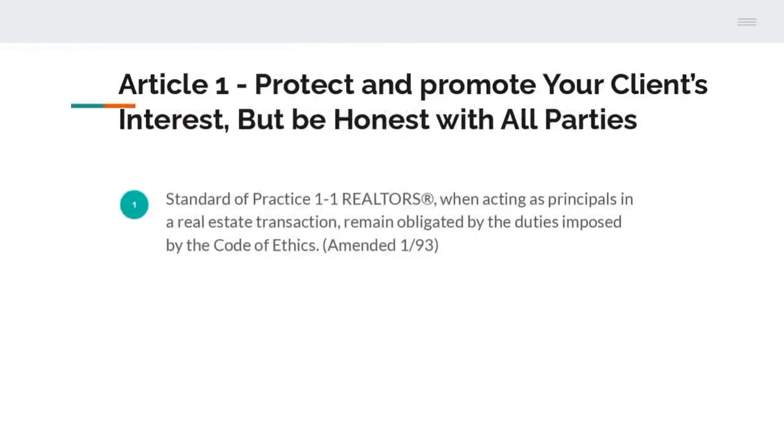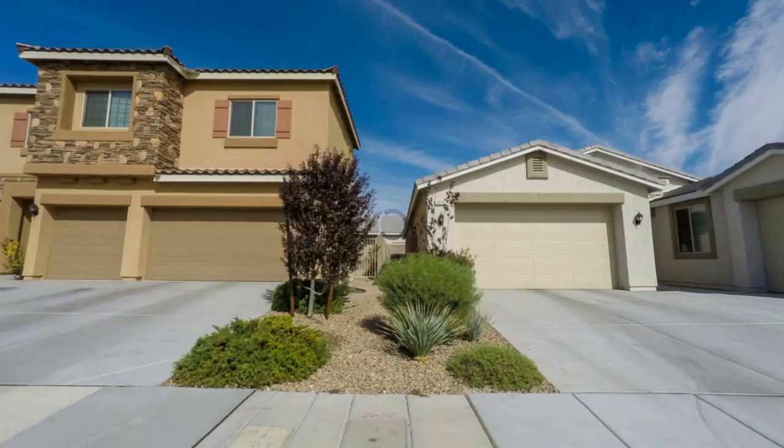The Code of Ethics has, like I mentioned before, 17 articles. What we're going to be talking about right now is Article 1, which is the article of protecting and promoting your client's interests above your own, and also to be honest with all the parties involved in the transaction. I am going to play now the video for the Code of Ethics, Article 1.